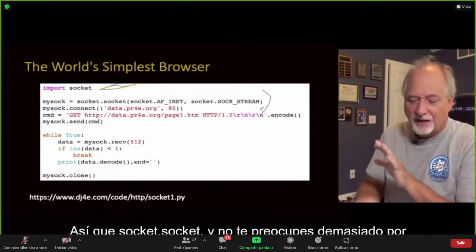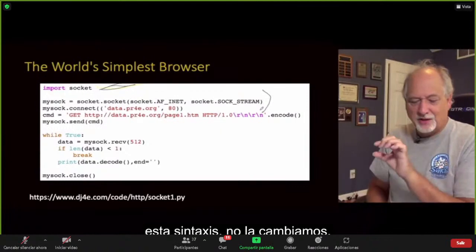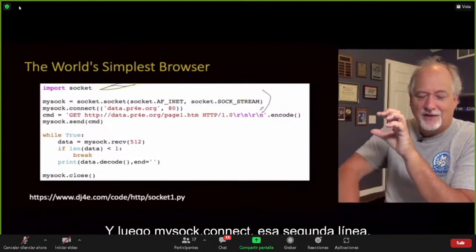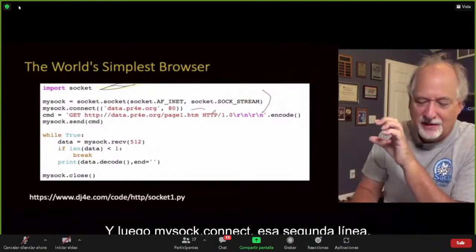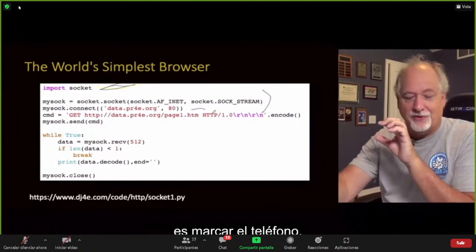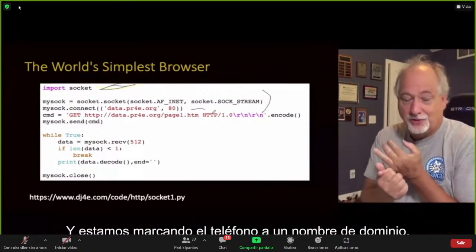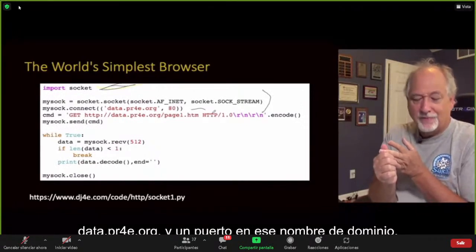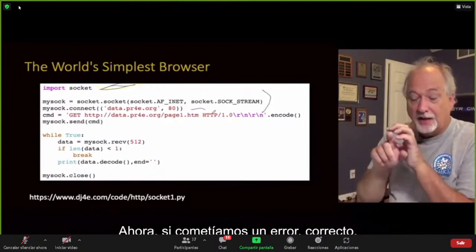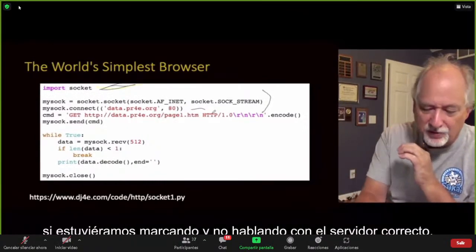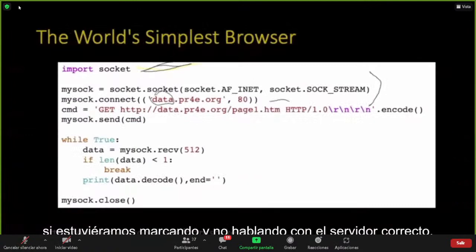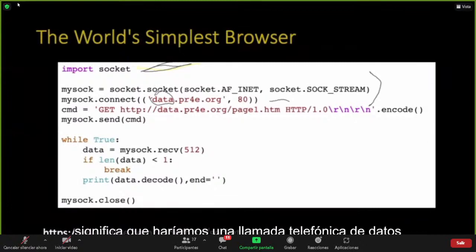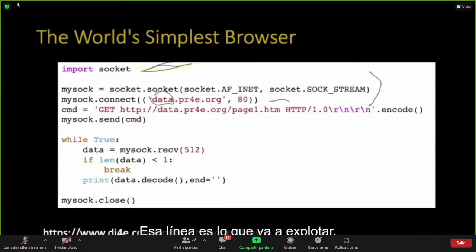So socket.socket, and don't worry too much about this syntax, we don't change it. Socket.socket basically says make a phone. That's what we're making. And then mysock.connect, that second line, is dial the phone. We're dialing the phone to a domain name, data.pr4e.org, and a port in that domain name. So that is the call. Now, if we made a mistake, if we were not talking to the right server, or that server didn't exist, this connect would blow up, meaning we'd make a data phone call to a server that doesn't exist. That line is what's going to blow up.